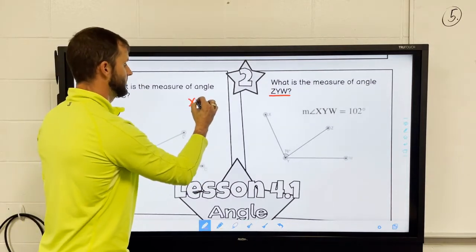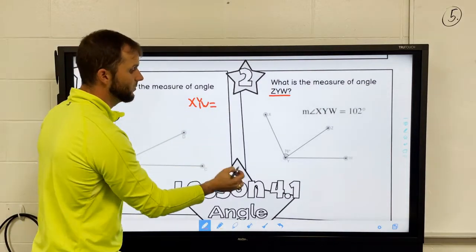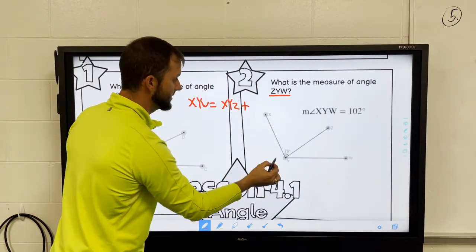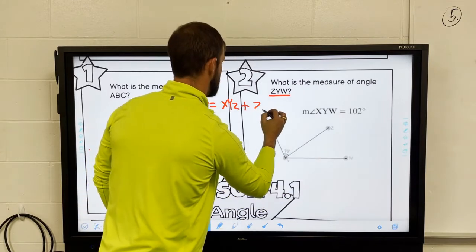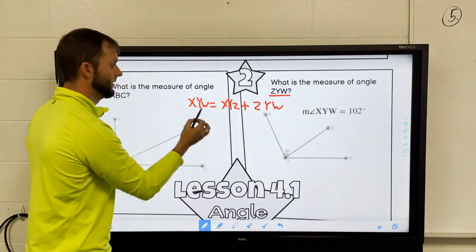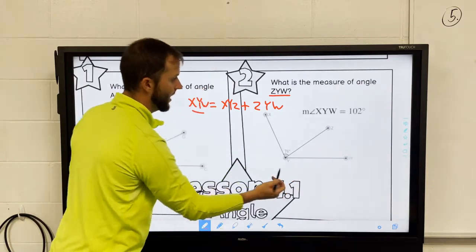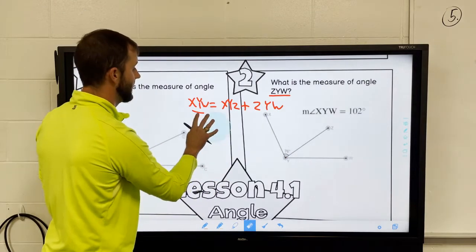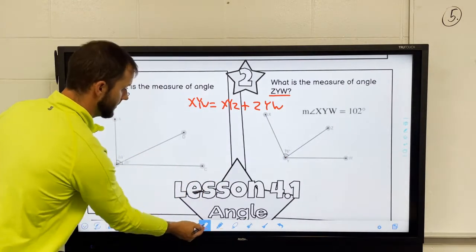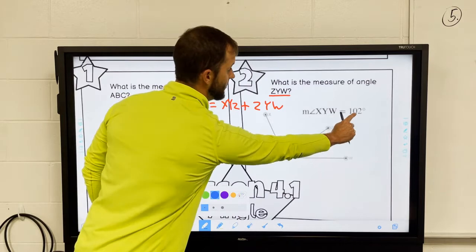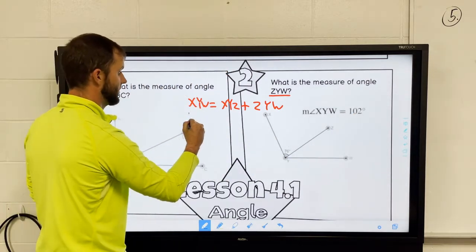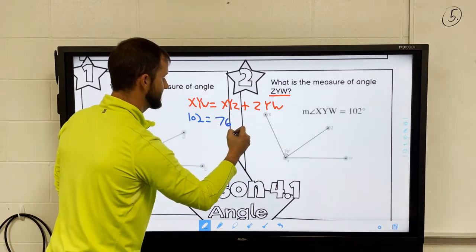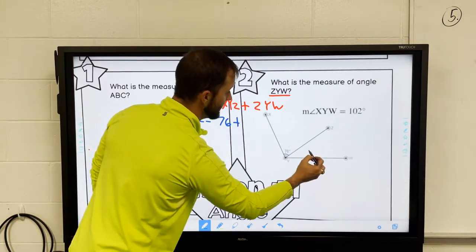XYW is going to be equal to XYZ plus ZYW. So again, this right here, the whole thing is a combination of XYZ and ZYW, these two angles added together. So now I'm going to plug in what I know. So right now if you look, XYW is 102, so this right now is 102. XYZ is going to be 76, and then ZYW is my unknown.